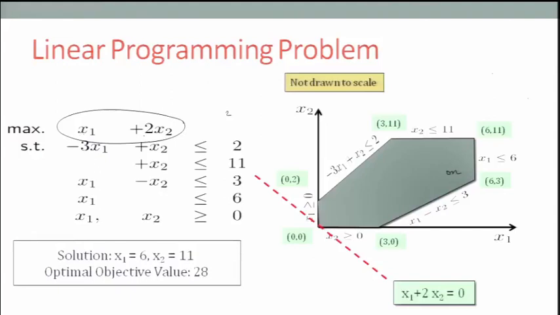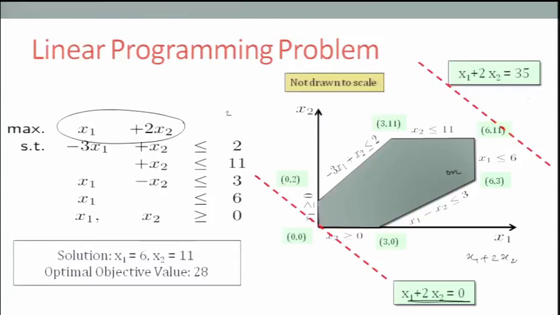We have x1 plus 2x2, and we can look at all the points for which x1 plus 2x2 equals 0. Okay, and that forms a straight line. We can look at all the points for which x1 plus 2x2 is 35, that forms a straight line, and so on and so forth. So if you say x1 plus 2x2 equals some c, you get a parallel family of straight lines like this for various values of c. As c increases, you go in this direction, and as c decreases, you go in this direction.